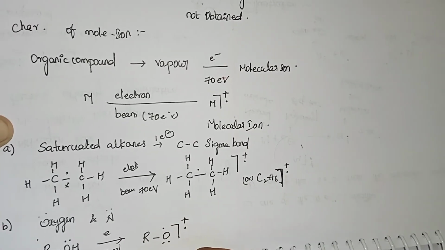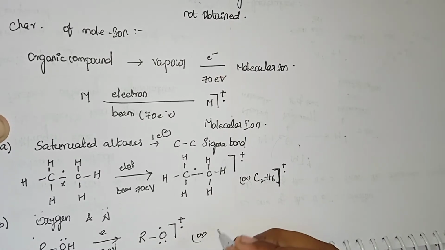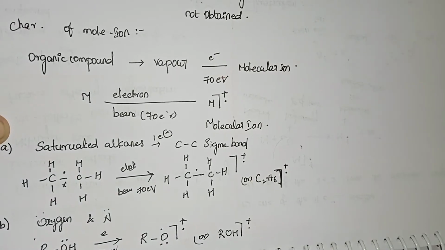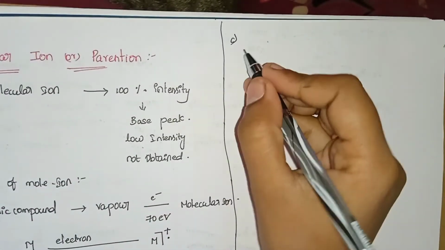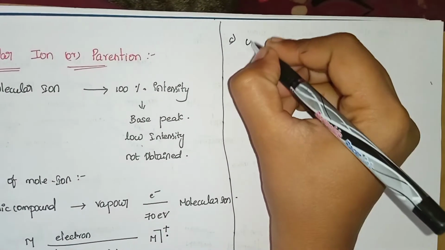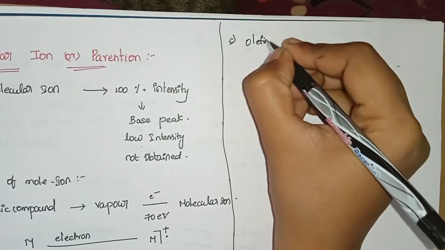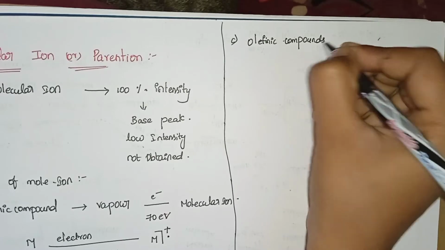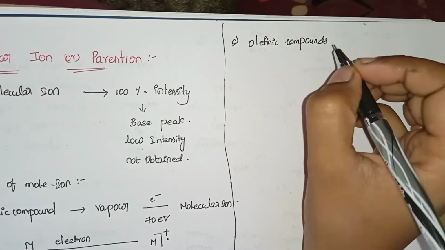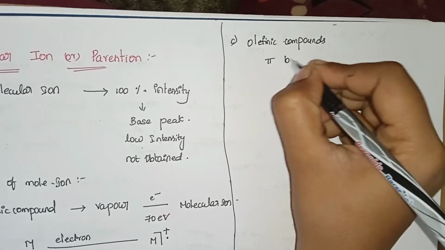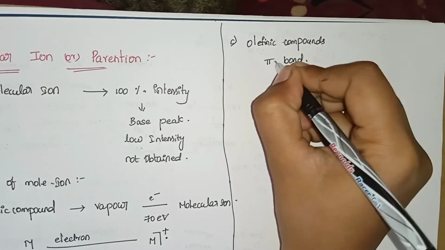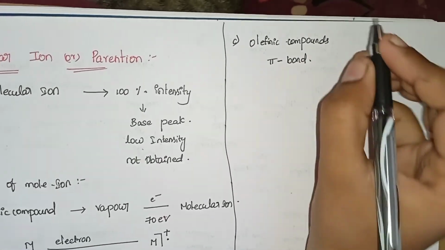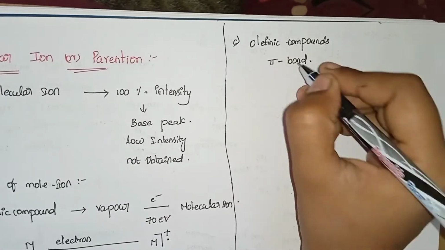It is a molecular ion, also written as ROH radical. Next, in the case of olefinic compounds, a single electron is lost from the pi bond.